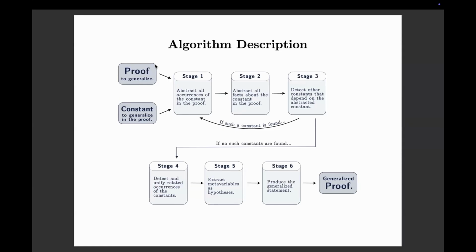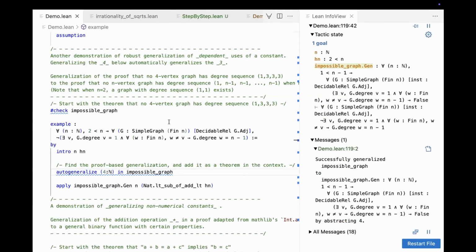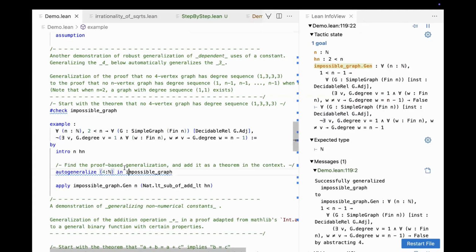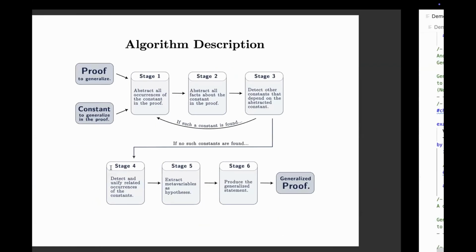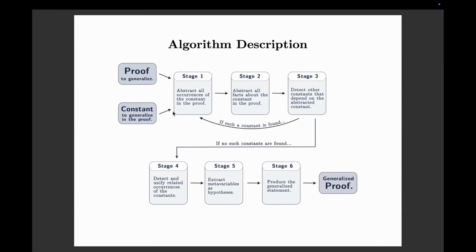So we take in a proof to generalize and a constant to generalize in the proof. Here, for example, the proof to generalize is this one called impossible graph. The constant to generalize is 4. And first, we abstract all occurrences of the constant in the proof. In Lean terms, this means going into the expression and changing every instance of, say, the 4 to a different meta variable.